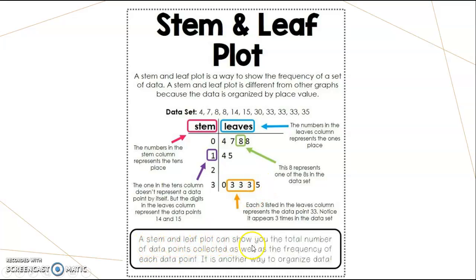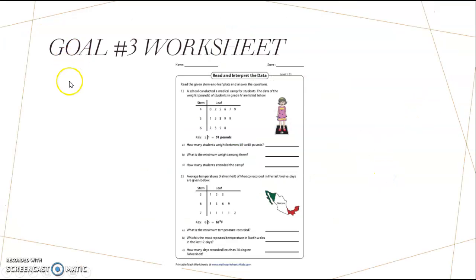A stem and leaf plot can show you the total number of data points collected as well as the frequency of each data point. It is another way to organize data. So I know this might seem a little confusing right now, but I will be working with you on the worksheet just so you can get an idea of how this works. For today's worksheet, it is called Read and Interpret the Data. It has a girl on a scale. So please get out this worksheet.